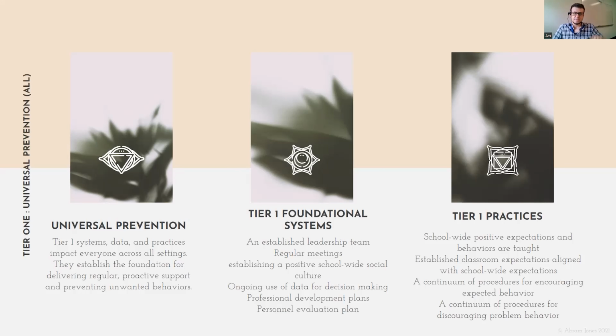Okay, practices at this tier. This is the everybody tier. School-wide positive expectations and behaviors are taught. Established classroom expectations are aligned with school-wide expectations. So ideally we have everyone matching up this way. It's hard to achieve, but it can be done. A continuum of procedures for encouraging expected behavior. In other words, we want to try to get everyone doing the same things to get the behaviors that we want people to do. And also a continuum of procedures for discouraging problem behavior. These two things go hand in hand.